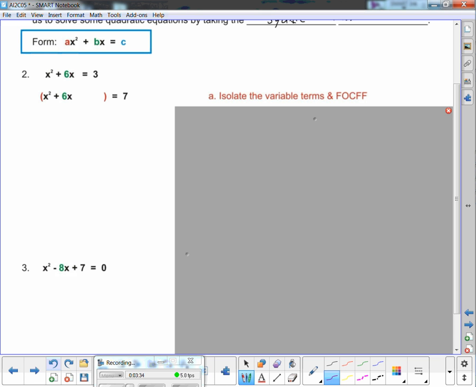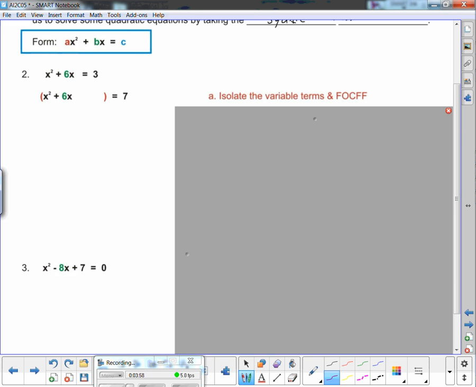Sometimes you'll have to factor common factors out of the left-hand side. Right here we have an x squared and a 6x, and there are no common factors to factor out. But like always, you have to look. You've got to be aware and be looking for common factors. This one doesn't have any, so that's good.